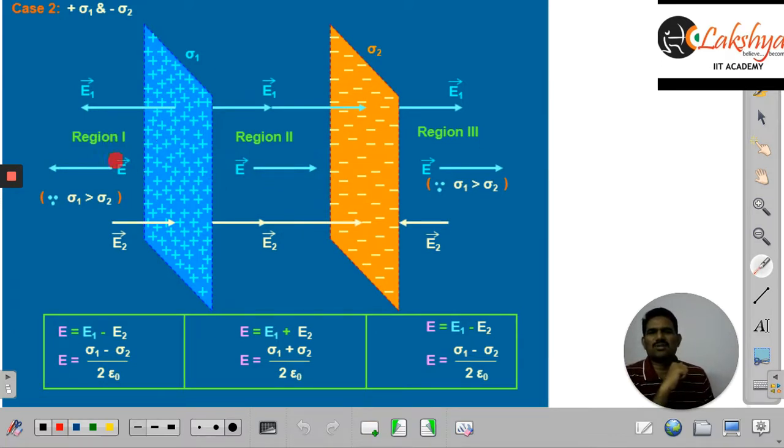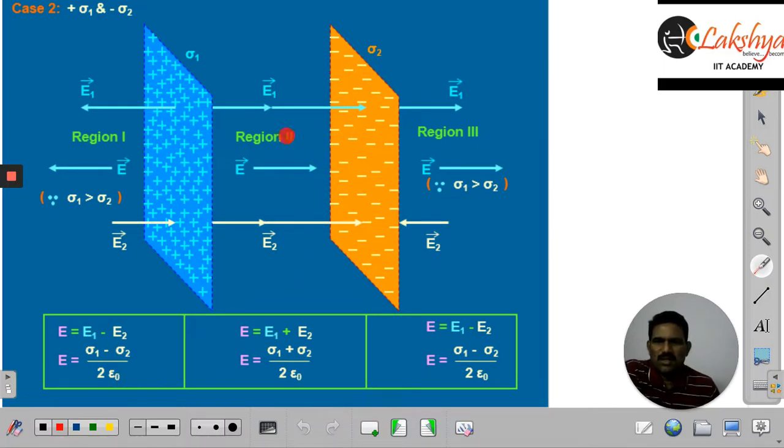And then write the resultant field. Suppose in region 1, the electric field due to the first plane will be away from the plane, and the electric field due to the negatively charged plane will be towards the plane. So E2 will be towards right. These two are in opposite directions. Here again we take the magnitude of sigma 1 to be greater than that of sigma 2, so we can conclude that E1 is larger. Then I can write E1 minus E2 because both are opposite in direction, so (sigma 1 minus sigma 2) by 2 epsilon naught.